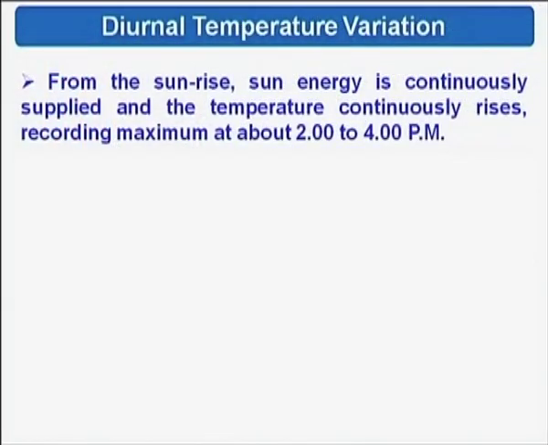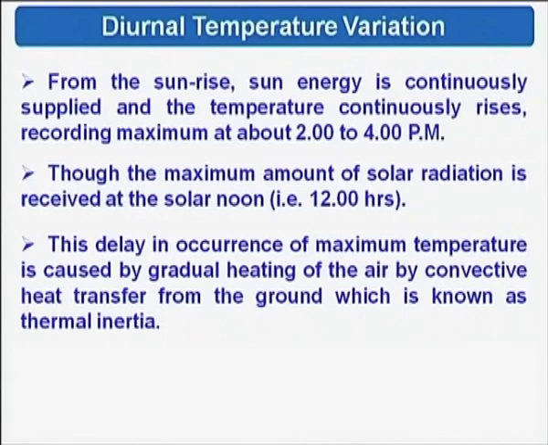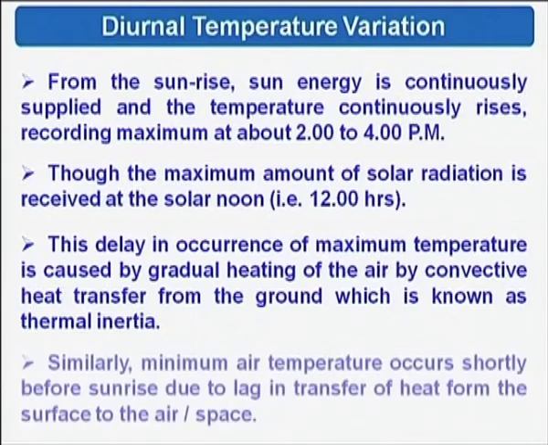Diurnal temperature variation: from the sunrise, sun energy is continuously supplied and the temperature continuously rises, recording a maximum at 2 to 4 p.m. Though the maximum amount of solar radiation is received at solar noon, exactly 12 noon, this delay in occurrence of maximum temperature is caused by gradual heating of the air by convective heat transfer from the ground, which is known as thermal inertia. Similarly, minimum air temperature occurs shortly before sunrise due to lag in transfer of heat from the surface to the air or space.